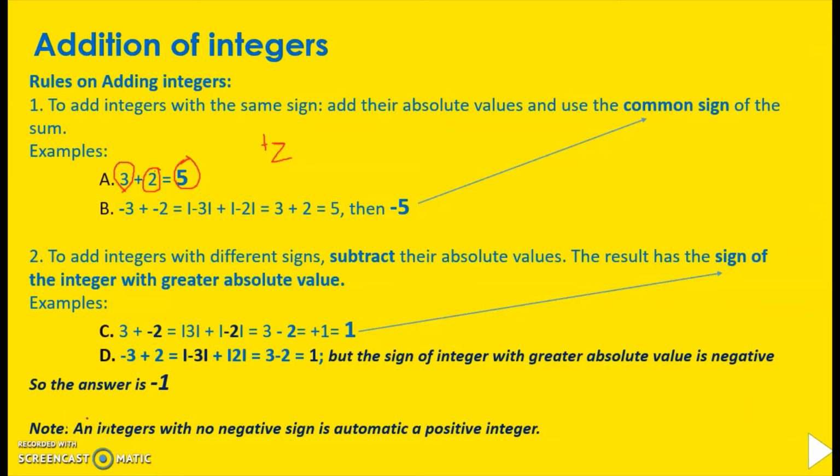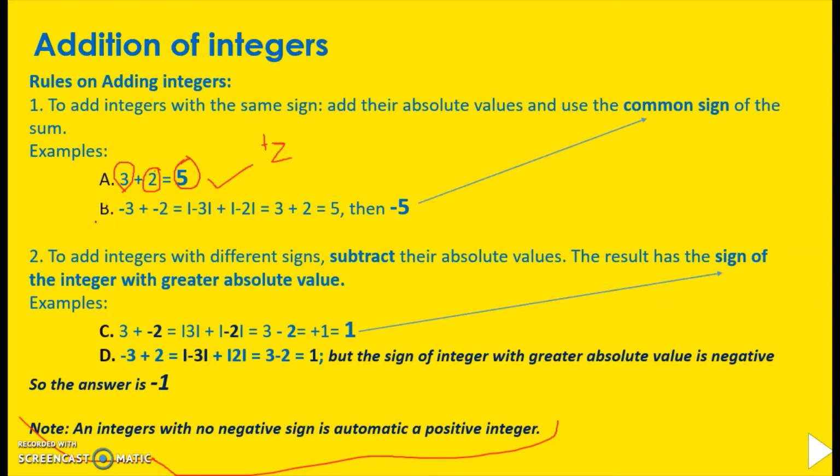So as you can see here, the definitions that I'm trying to employ to you. An integer with no negative sign is automatically a positive integer. So that 5 is a positive integer. If there is no such negative sign, these numbers are positive integers. So in here, no problem with this one.